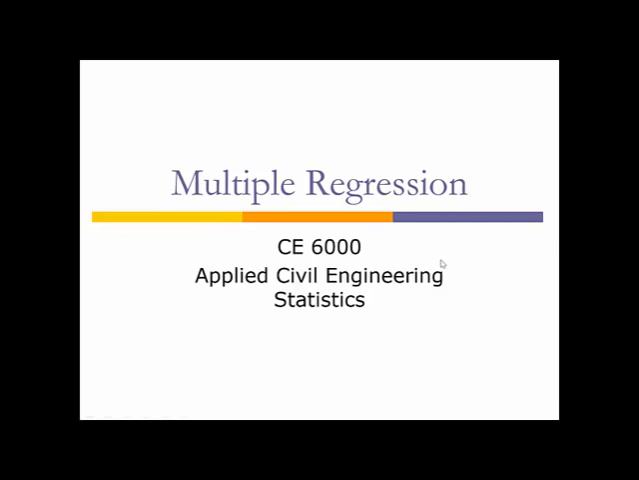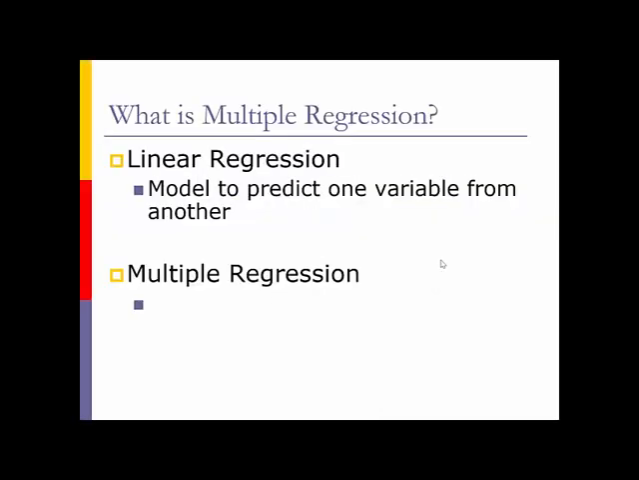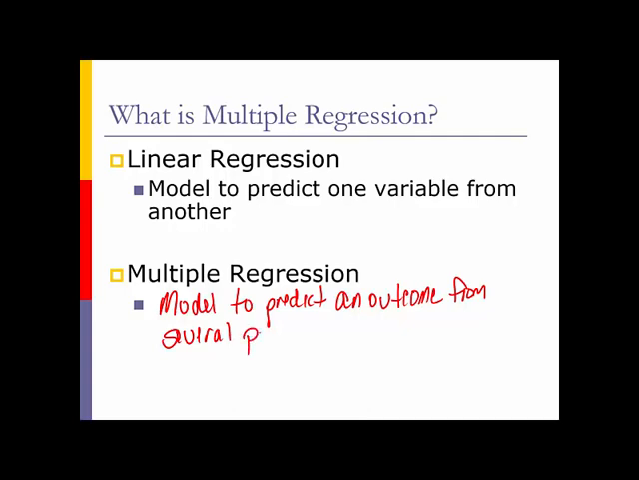Next up is multiple regression. We already talked about linear regression, and linear regression is simply using a model to predict one variable from another. Multiple regression, we're still going to use a model, except this time we're going to predict some type of outcome from several different types of predictors.